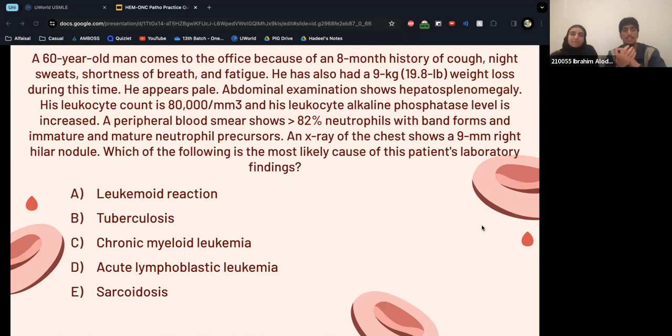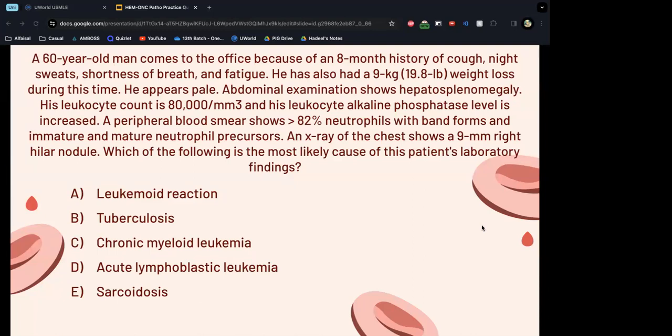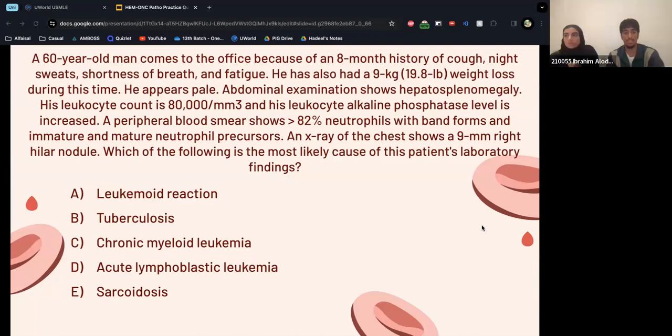We're reaching the end. A 60-year-old man comes to the office because of an 8-month history of cough, night sweats, shortness of breath, and fatigue. He also had a 9-kilogram weight loss during this time. He appears pale, and abdominal examination shows hepatosplenomegaly. His leukocyte count is 80,000, and his leukocyte alkaline phosphatase is increased. A peripheral blood smear shows 82% neutrophils with band forms and immature and mature neutrophil precursors. An X-ray of the chest shows a 9-millimeter right hilar nodule. Which of the following is the most likely cause of this patient's laboratory findings?